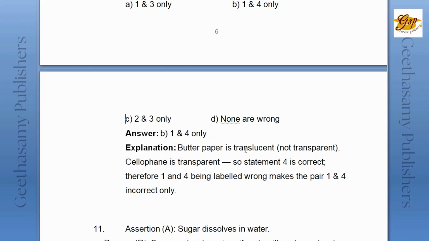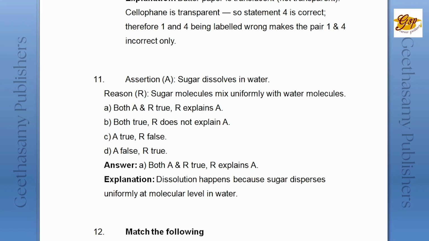Explanation: butter paper is translucent and not transparent. Cell phone is not transparent, so statement 4 is wrong. Therefore 1 and 4 are incorrect. Fine. And the 11th question.